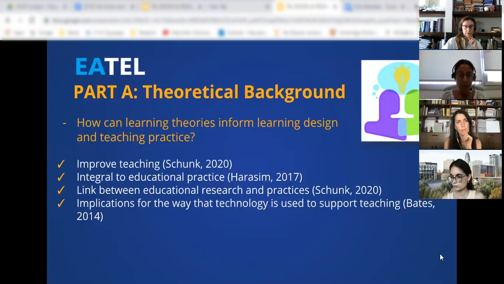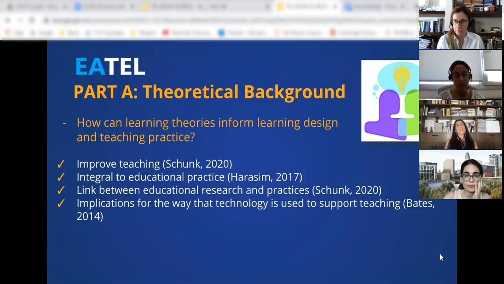So how can learning theories inform learning design and teaching practice? Shang, I'm not sure whether I'm pronouncing the name correctly, argues that the central purpose of learning theories is to improve teaching, and that effective teaching requires that we determine the best theoretical perspectives for the types of learning we deal with and their implications for teaching. Harasim also takes the view that learning theories should not exist purely as high-level abstractions. Theories are integral to educational practice, and an understanding of learning theories can help educators to reflect on their practice, improve upon them, reshape and refine their work, and contribute to advancing the discipline.